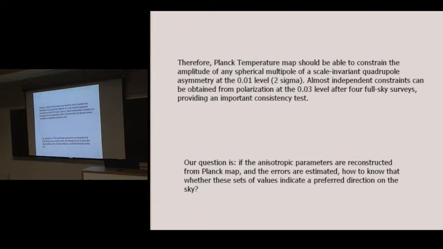So after you estimate the amplitudes of these 5 parameters for a quadrupole modulation of the power spectrum, the question is: if the anisotropic parameters are reconstructed from the Planck map and the errors are estimated, how do we know whether this set of values indicates a preferred direction of the sky? If it does, then it may mean that the ACW model is there, but this is something one needs to confirm.